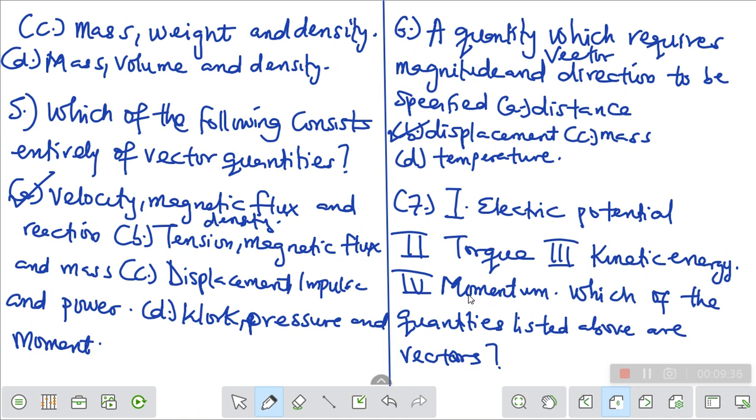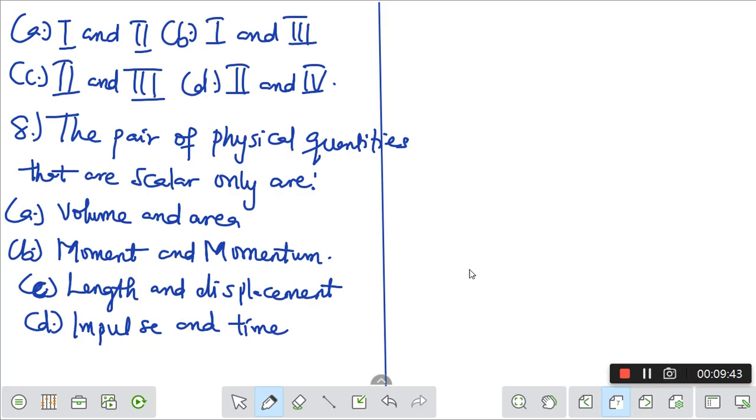They said the pair of physical quantities that are scalar only, that is the ones that are only scalar quantities. Option B, moment and momentum, both of them are vectors. Option C, length and displacement, length is scalar, displacement is vector. So it's not correct. Option D, impulse and time. Yes, so that's wrong also, because impulse is a vector. Option A, volume and area, both of them are scalar quantities. So our answer is what? Option A.